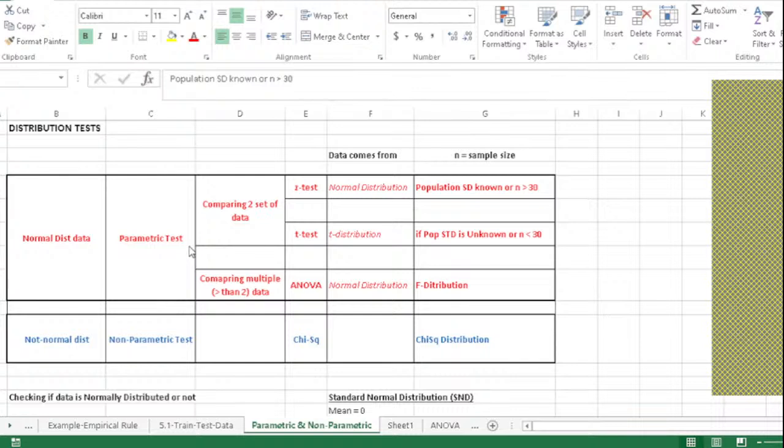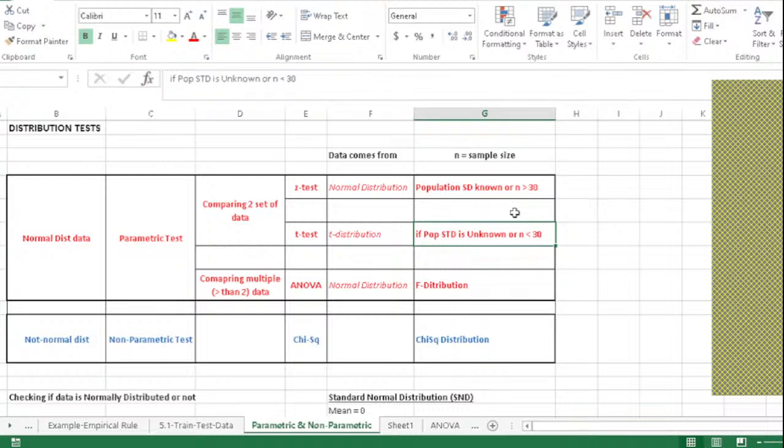Okay. We use t-test when, of course, the population is normally distributed and I'm comparing two sets of data and the population standard deviation is unknown or n is less than 30. N means the sample size. So if you have information that n, the sample size, is 15, what test will you use? T test. Everyone on the same page, right?